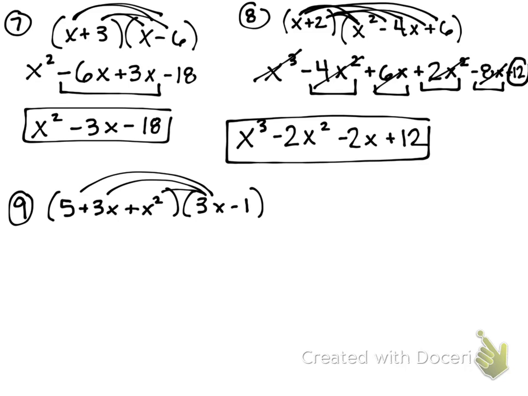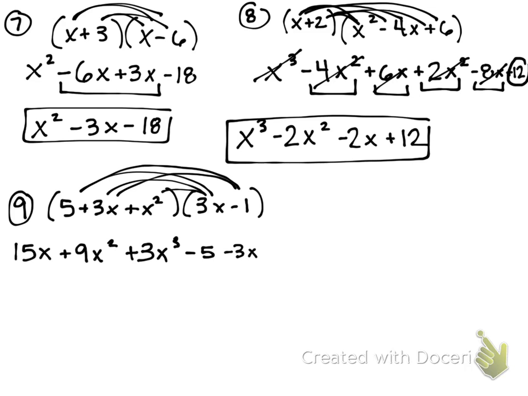3x times 5 is 15x. 3x times 3x is 9x squared. 3x times x squared is 3x cubed. Then the negative 1. Negative 1 times 5 is negative 5. Don't forget about your sign. Negative 1 times 3x is negative 3x. Negative 1 times x squared is negative 1x squared.